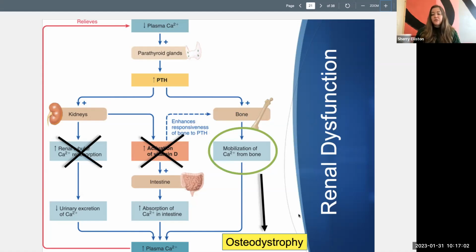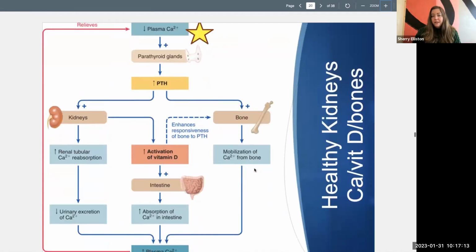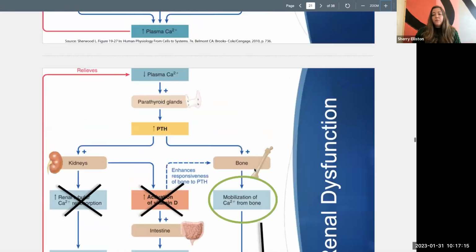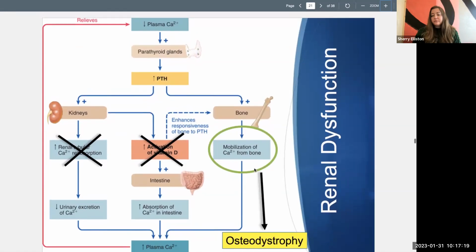And that's the reason I showed you these slides, to make sure you have a good functional understanding of what should be happening, and when it is not happening, what the result is. The bones are being mobilized at a rate that's not appropriate, and that is leading to the sacrifice of the calcium content of the bones. This makes the bones more brittle and more likely to break.